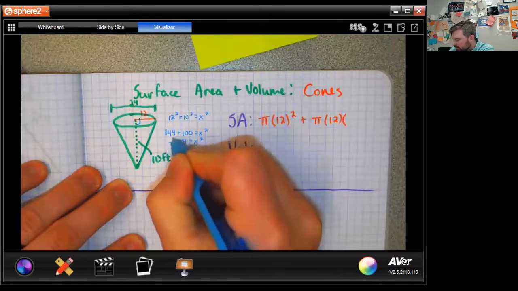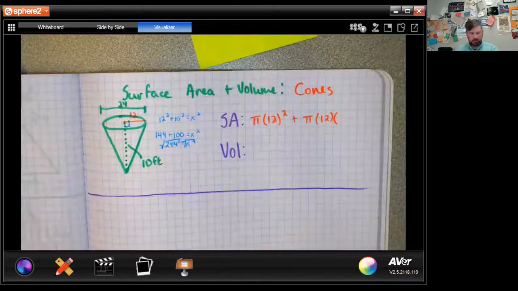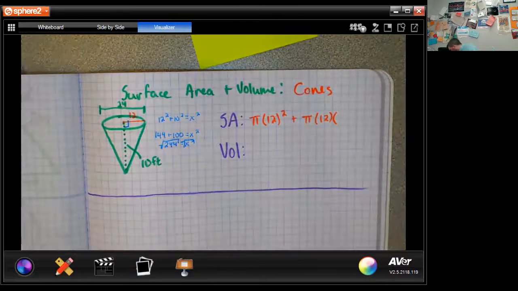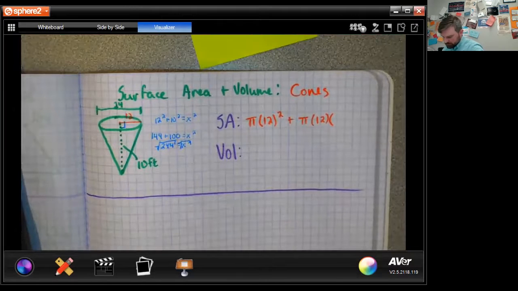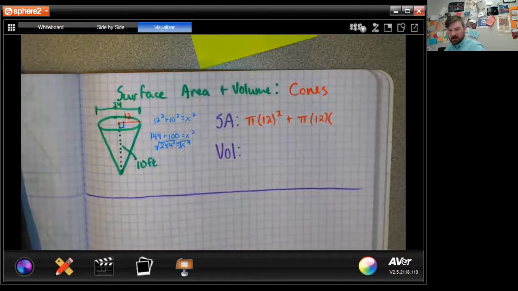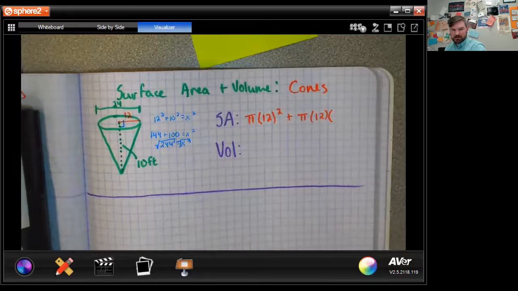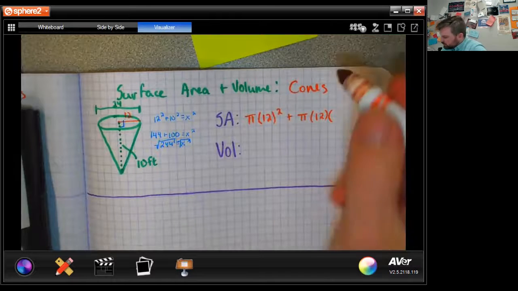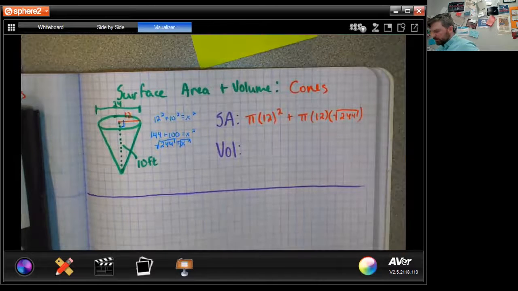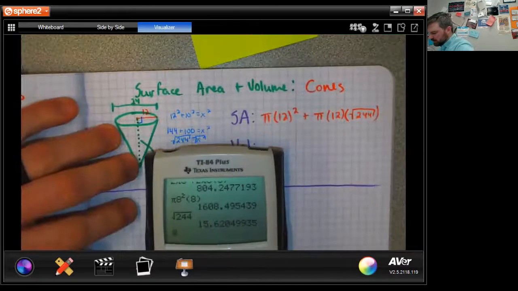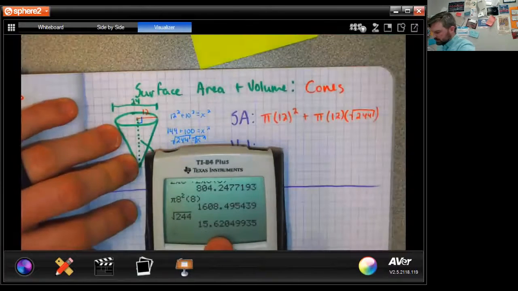And then take the square root of that. And I don't believe that is a perfect square root. It is not, so we're going to leave it as the square root of 244. We could simplify it if we wanted to, but we're not going to. Okay, so then you can see it was that number right there.